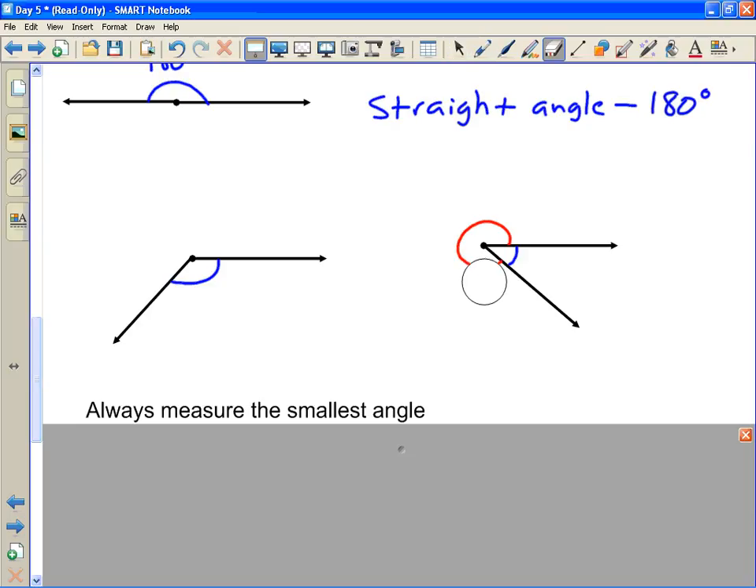Because we want all our angles to be between 0 and 180 degrees, so we can classify them according to the names that we've said: acute, obtuse, right, and straight. We have no word or term for anything that's above 180, which is another reason we want to stick to the ones that are between 0 and 180.